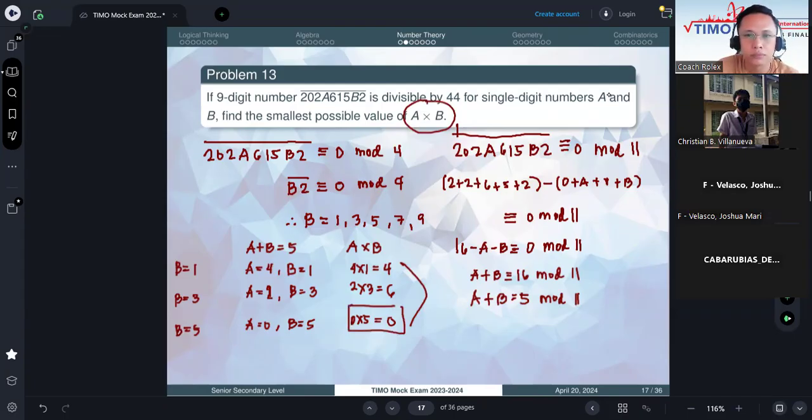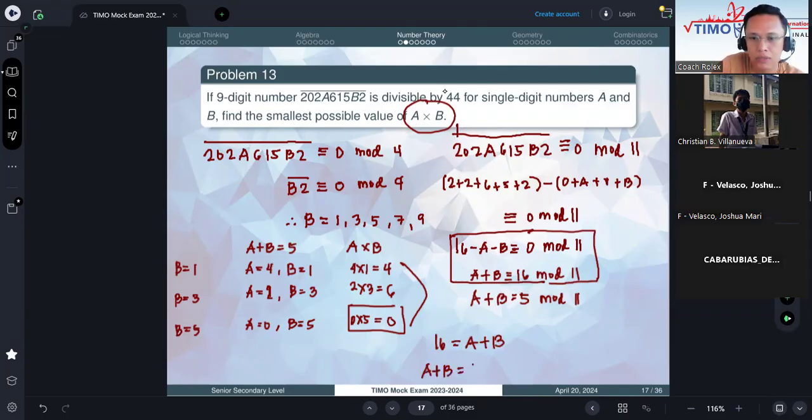From this one to this one, that's basic algebra. You have 16 is equal to A plus B, or you should have A plus B is equal to 16 for that case. You just rearrange the formula. Did I answer your question?